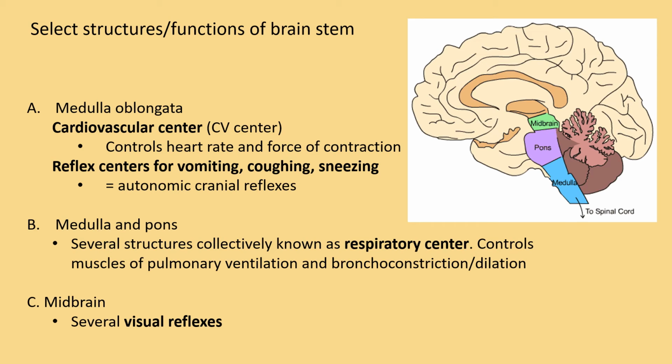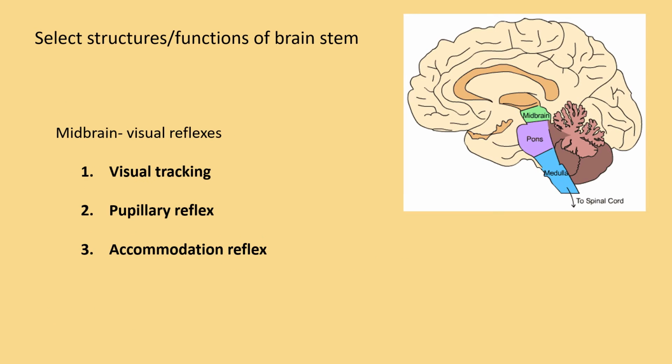And then finally, there's the midbrain, that green structure. In the midbrain, we see sites of integration or control centers for several visual reflexes. And let me introduce you to some of those visual reflexes. We'll talk about visual tracking, the pupillary reflex, and the accommodation reflex. And all of these are controlled by neurons in the midbrain.